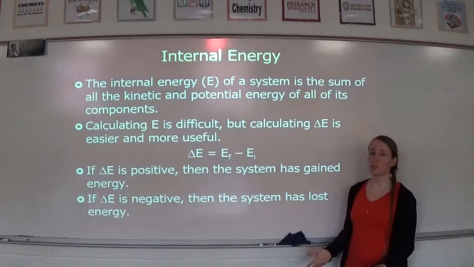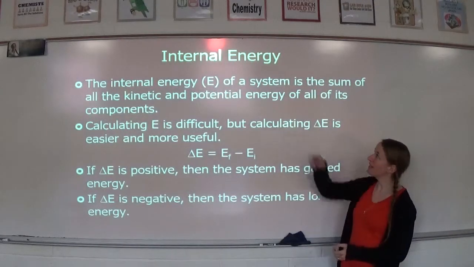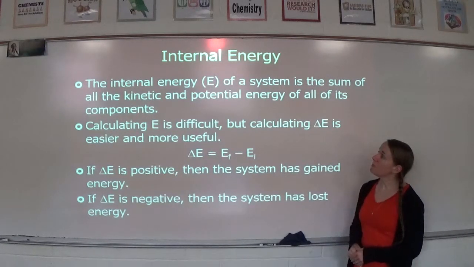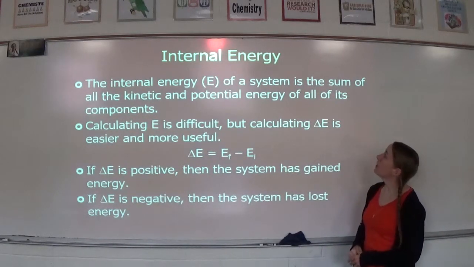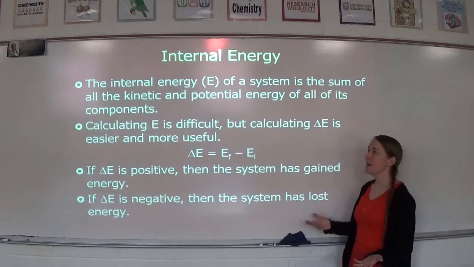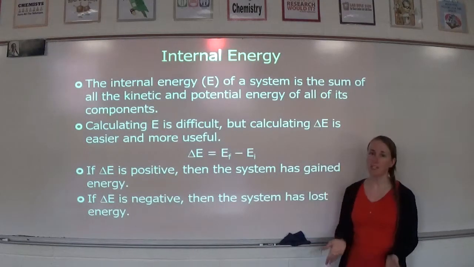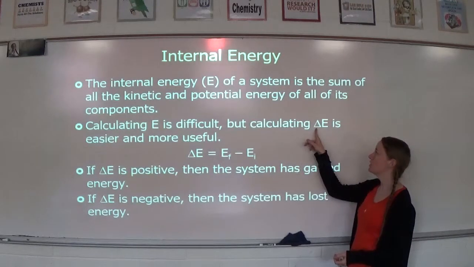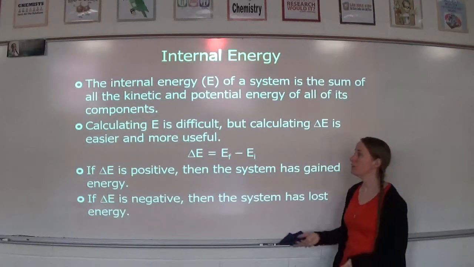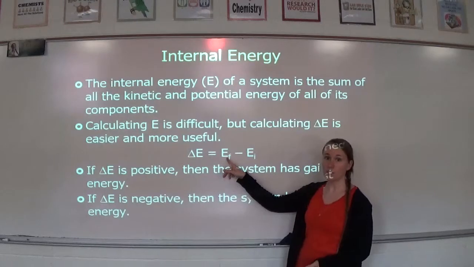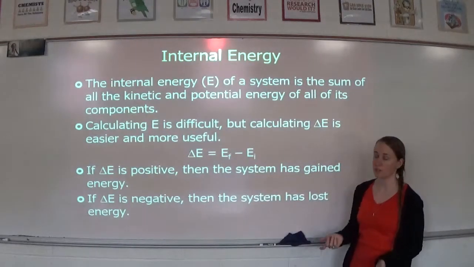Let's talk about internal energy. The internal energy, represented by E of a system, is the sum of all kinetic and potential energy of its components. Calculating E by itself is kind of difficult, but calculating change in E, where delta just means change in, is easier and more useful. Our change in E is our final energy minus our initial energy.